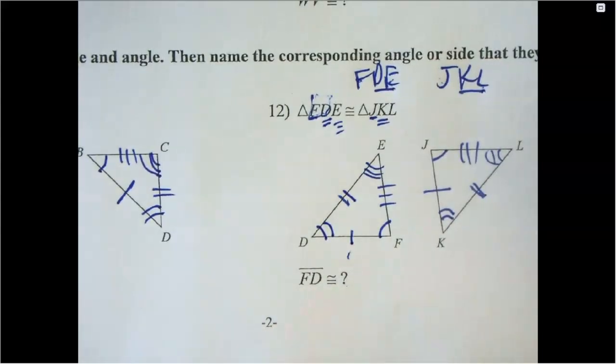Is it JK or KJ? We have to figure that out. So it's this one, right? I did DF. I went second letter, first letter. No, sorry. It says FD. So I did first letter, second letter. So if it's FD here, it's got to be JK here. First letter, second letter, first letter, second.